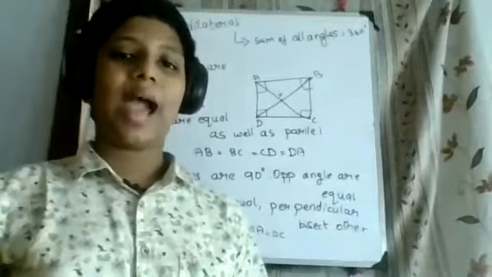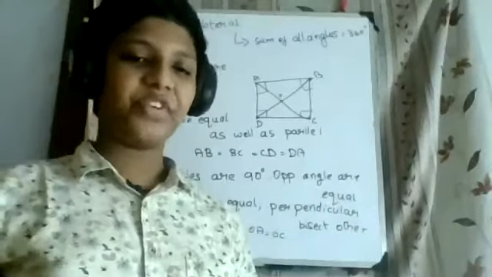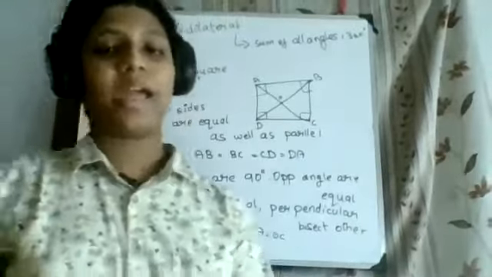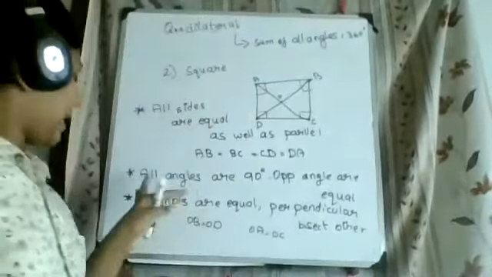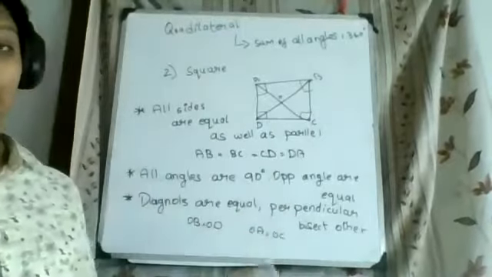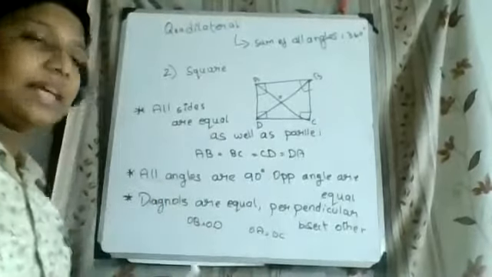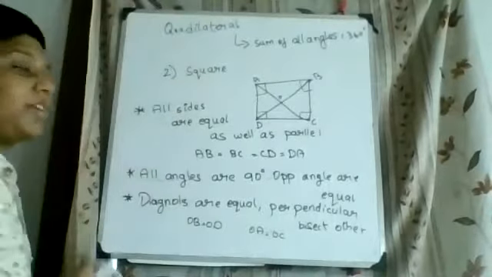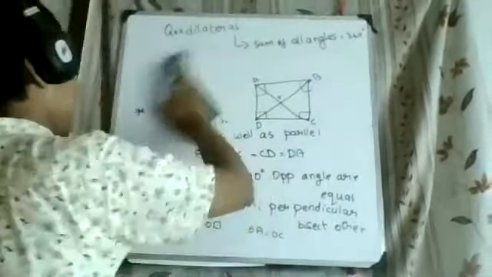Then okay, angles are 90 degrees. Every angle is 90 degrees. And opposite angles are equal. Okay. And diagonals. Diagonals are equal, perpendicular as well as bisect each other, such that OA is equal to OC and OB is equal to OD. This is about square.